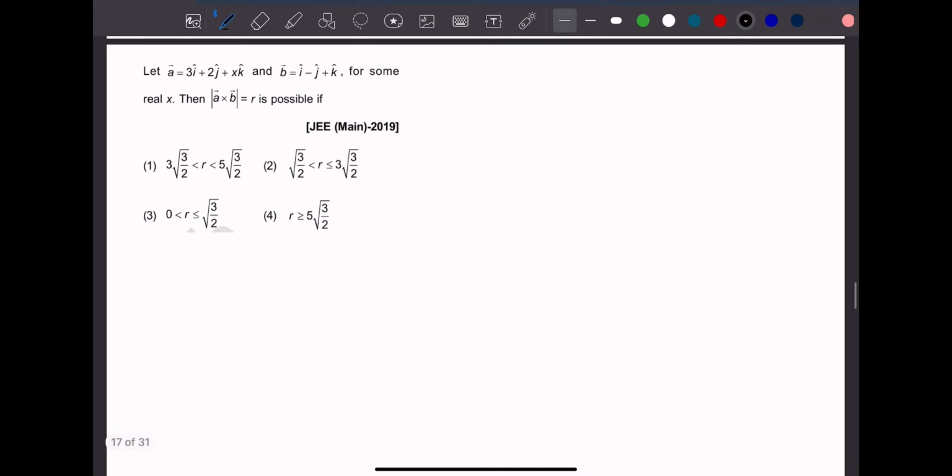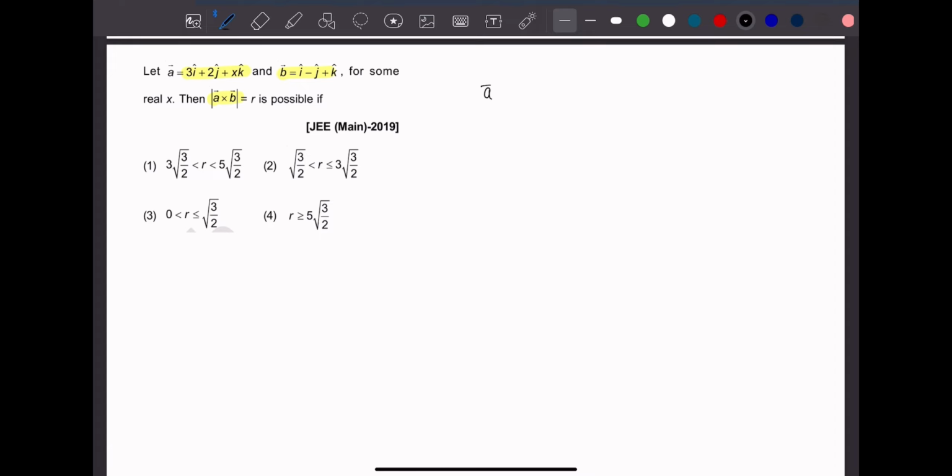क्वेश्चन नंबर 2 हमारे पास है a vector is given, that is 3 i cap plus 2 j cap plus x k cap, and b vector we have, that is equal to i cap minus j cap plus k cap, for some real value of x. Then magnitude of a cross b is equal to r, possible if 4 values of r are given different. Okay, so our target is what, we have to find a cross b first.